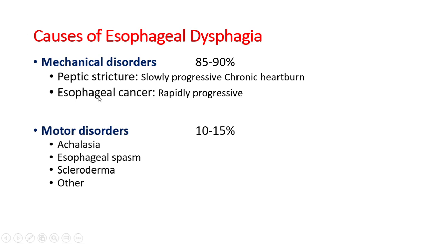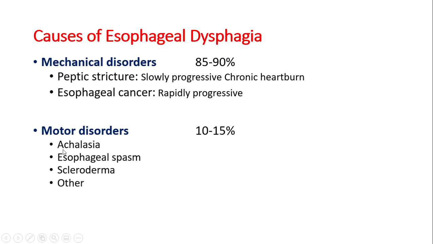Mechanical disorder, or also esophageal cancer. This is a rapidly progressive cause of esophageal obstruction. And we will mention the risk factors, causative and premalignant changes of esophageal cancer in the next slides. Motor disorders, to a lesser extent, are causes of esophageal dysphagia, 10 to 15% only.